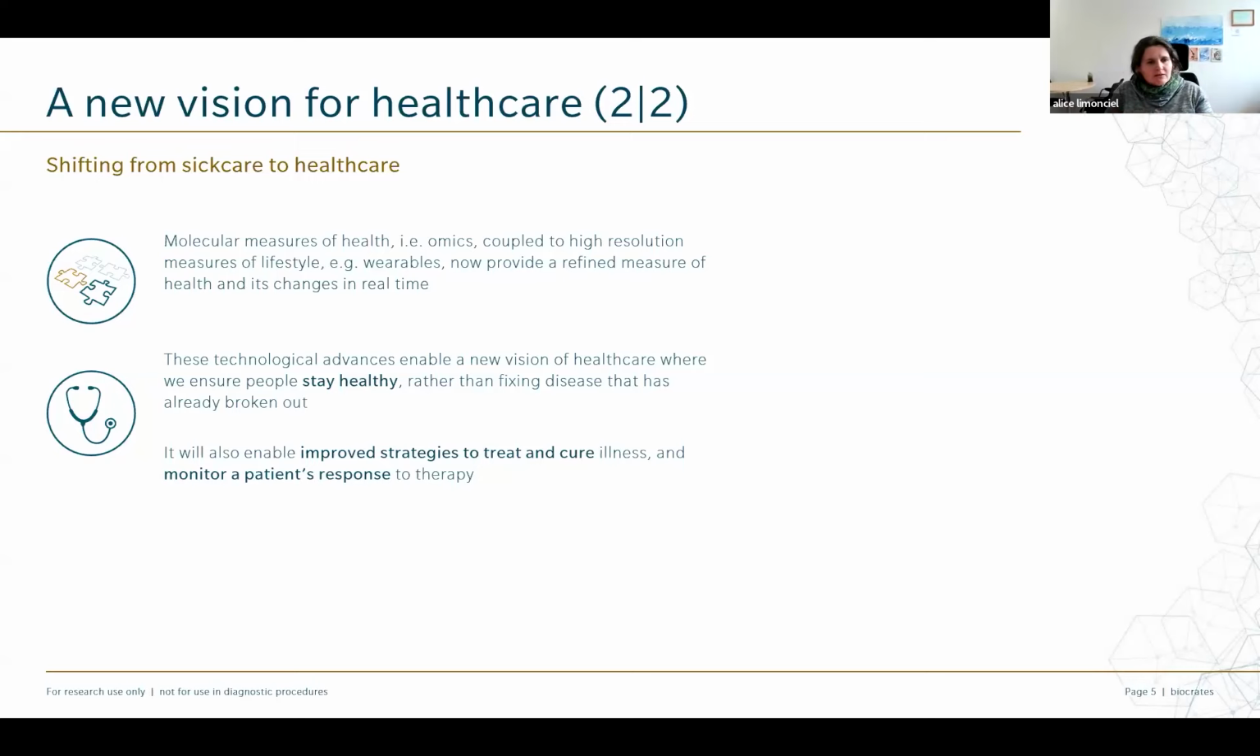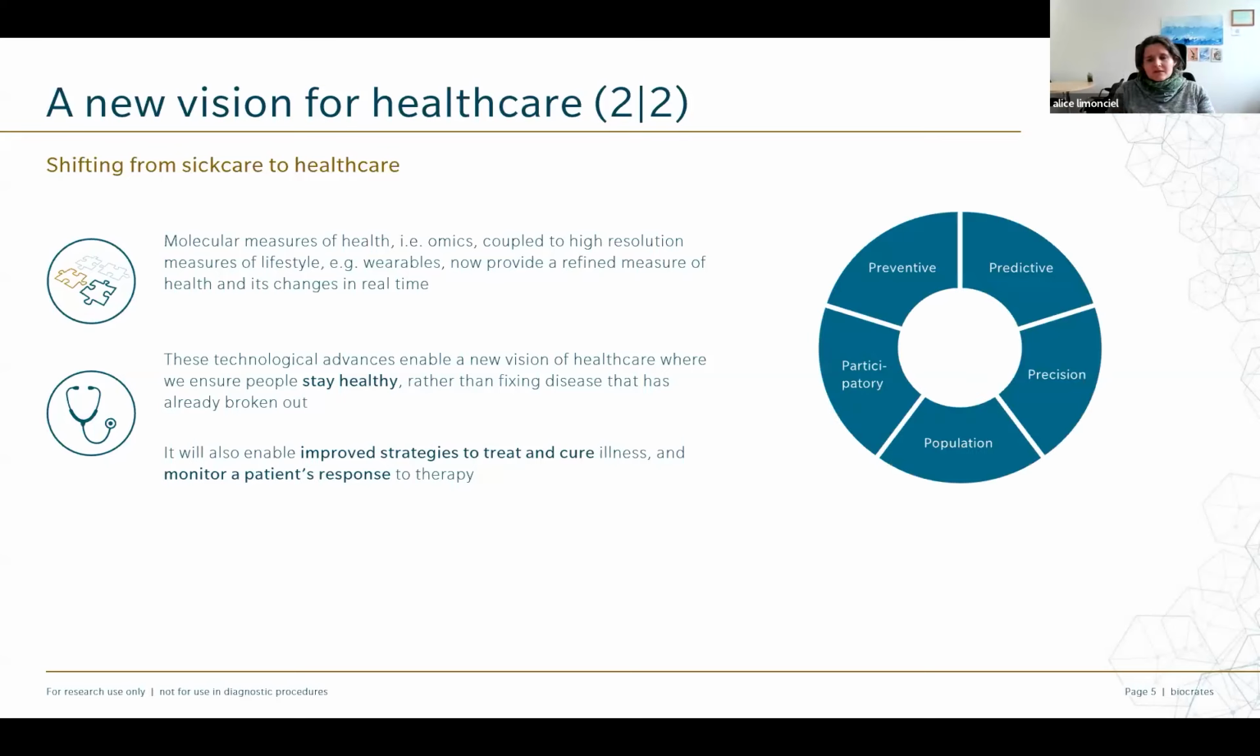So combining molecular measures with omics and measures of lifestyle together is going to completely change the way that we do medicine in the future. And it's going to enable a new vision of healthcare where we can ensure that people stay healthy rather than waiting for them to fall sick, and then prevent disease from happening, or for people who are already ill to find new strategies to treat and cure them, and also monitor patient response.